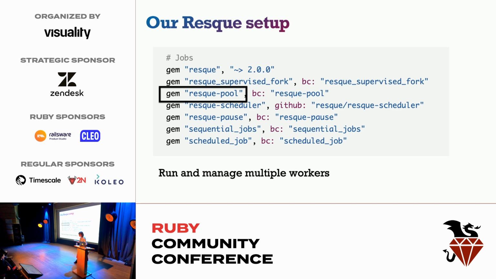Then we use Resque Pool. This is a public gem that is used to easily run pools of workers. They are forked processes, so it makes it easy to manage them.